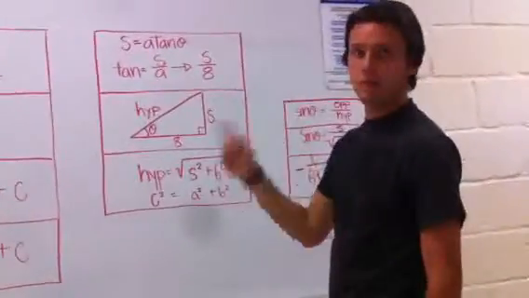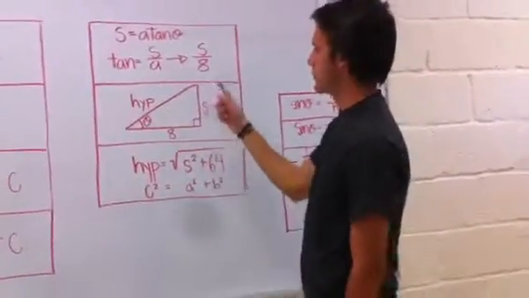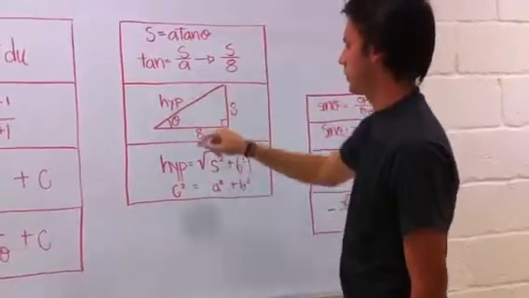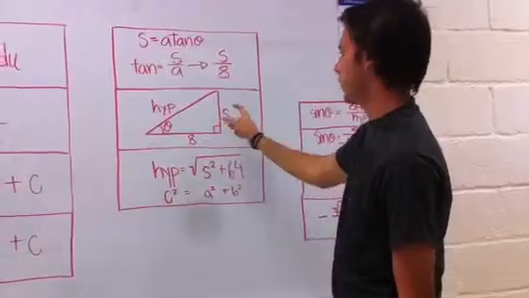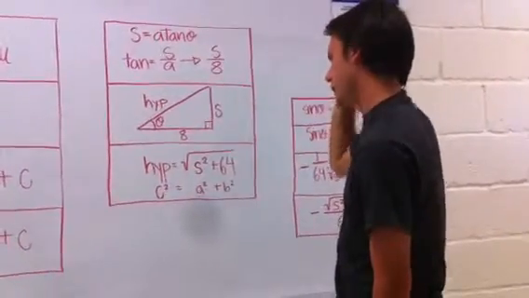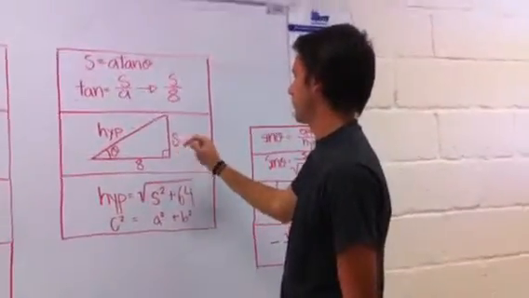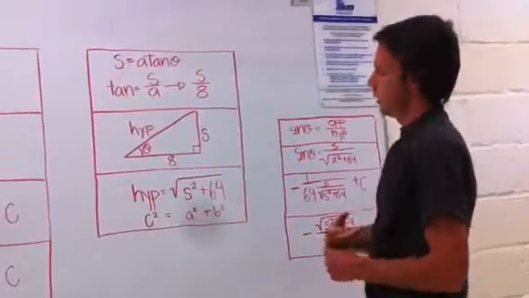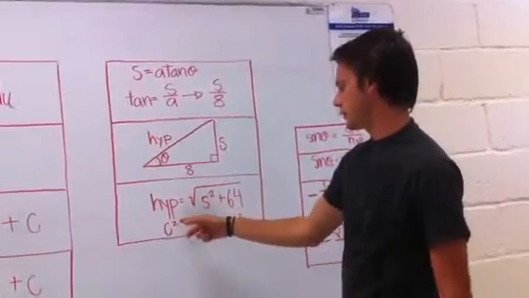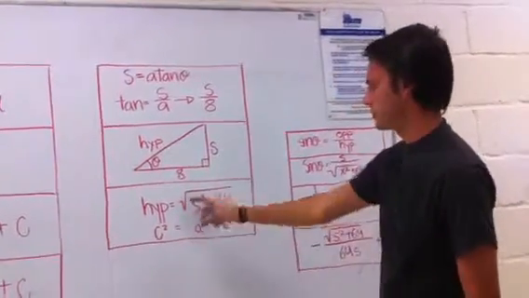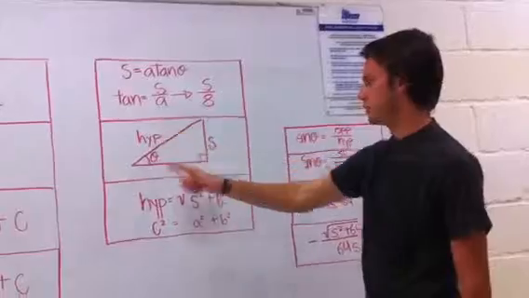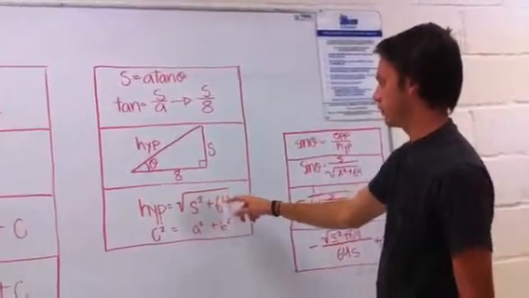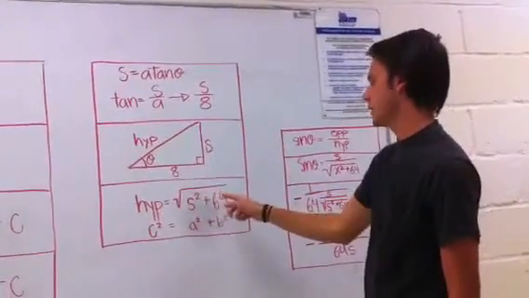Here we have to use the Pythagoras theorem, and if we draw our triangle, we know that this is our theta, this is our hypotenuse, and those are our opposite and adjacent values that are s and 8. We know from the Pythagoras theorem that c squared is equal to a squared plus b squared. We substitute our values, and we know that our hypotenuse is equal to the square root of s squared plus 8 squared, that is 64.